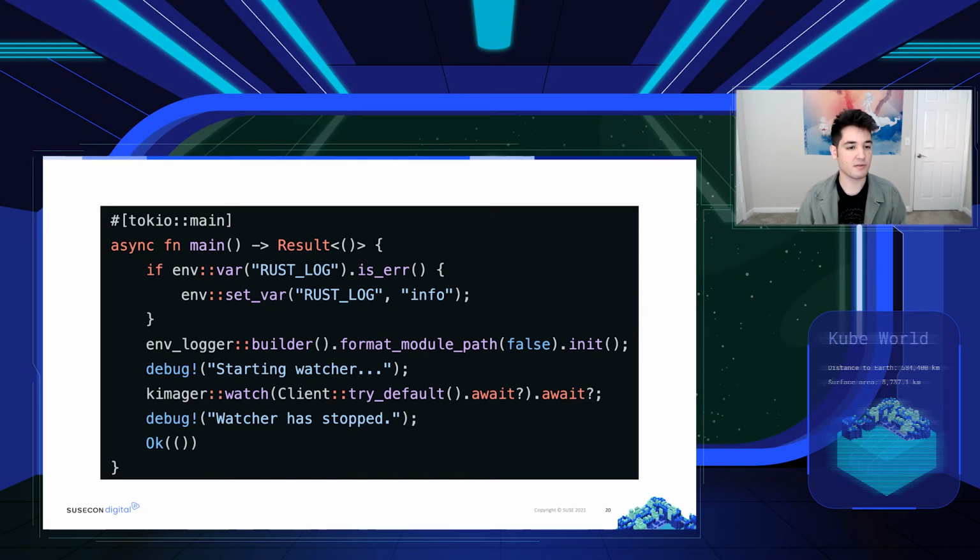And the async keyword at the front of the function indicates that this is an asynchronous function. I basically look for the RUST_LOG variable and I set it to info if I don't have it, start the env logger to say, let's kick the logger off. And then if you see the bottom 4 lines, we have a debug statement on the first and a debug statement on the third before and after the main watcher loop that dictates how this Kimager runs. Then at the bottom, you'll see the Ok with the unit type inside it. That's basically just saying, hey, we don't care what the Ok value contains. We just want to tell the function that we encountered no errors at this point.